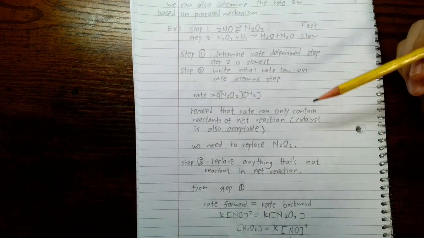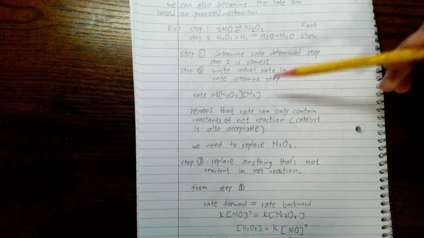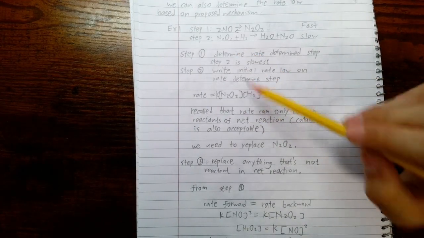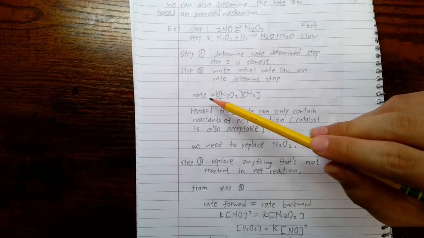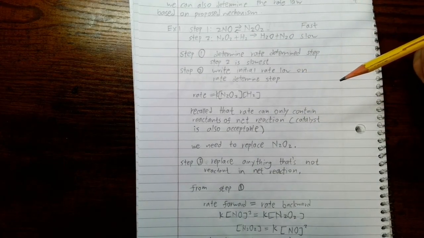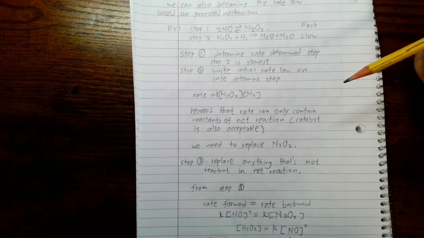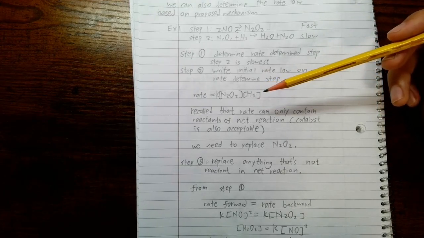Then we will write the initial rate law based on our rate determining step. So in this case, N2O2 times the concentration of H2 and times the rate constant k, we will have an initial rate law. But that's not our final answer, because recall that by the definition of the rate law, we can only have the reactants that are in the net reaction inside our rate law. Anything other than that is not accepted.